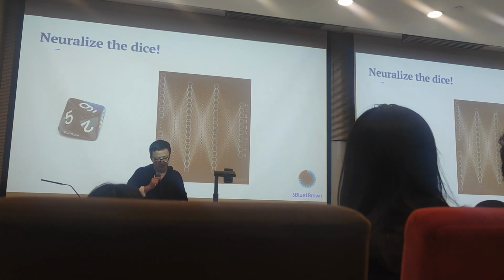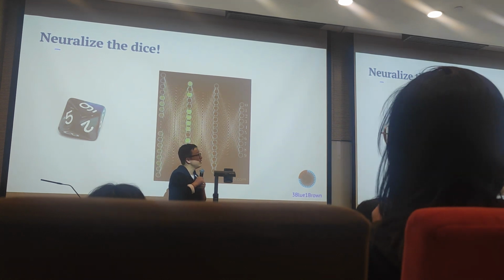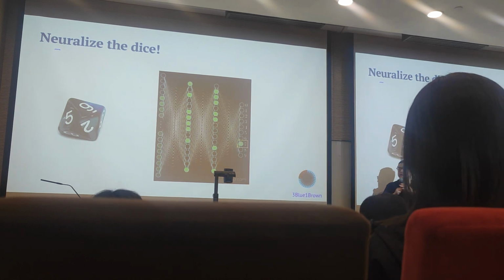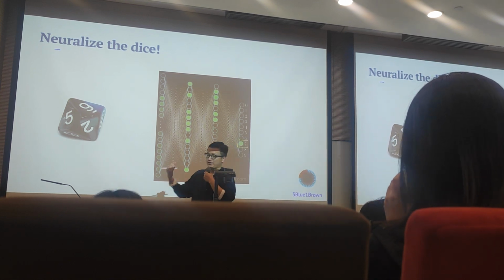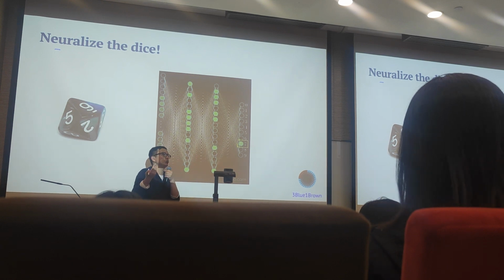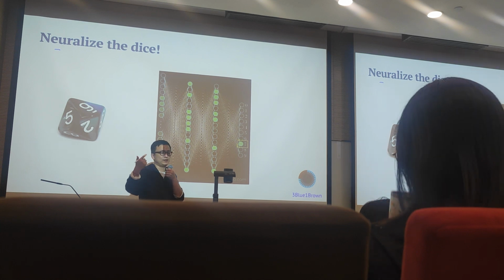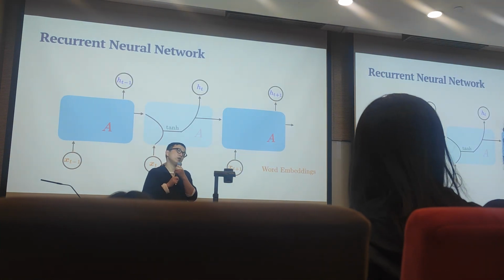So this is how we built the neural dice. This is neuralizing our dice. When we have this softmax function, it's easy for us to transform a vector of different scores into a probability over different classes, into a probability over different words.